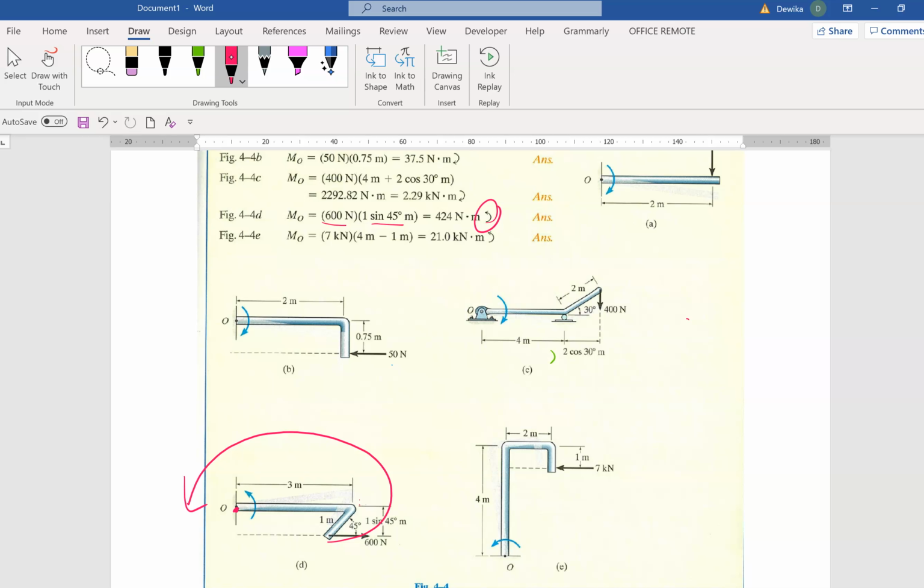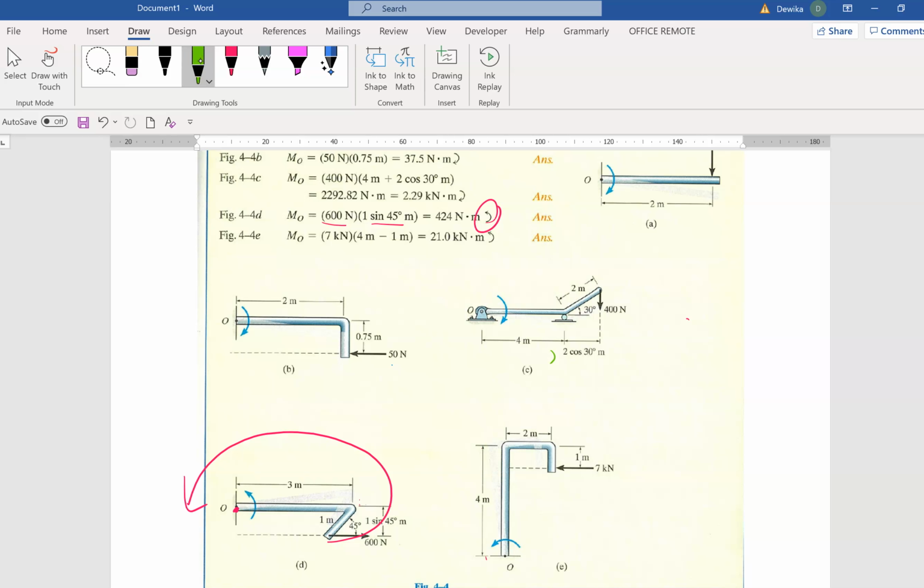Let's move on to this question here. You have point O. Okay, you have this force here. Put a ruler there. Put a ruler here. The distance between here and here is only 3 meters. It's not 4, because 4 is from here to here, this whole thing, and 1 is here, so the balance here is 3 meters. So what do we have here? We have 7 multiplied with 3 meters.